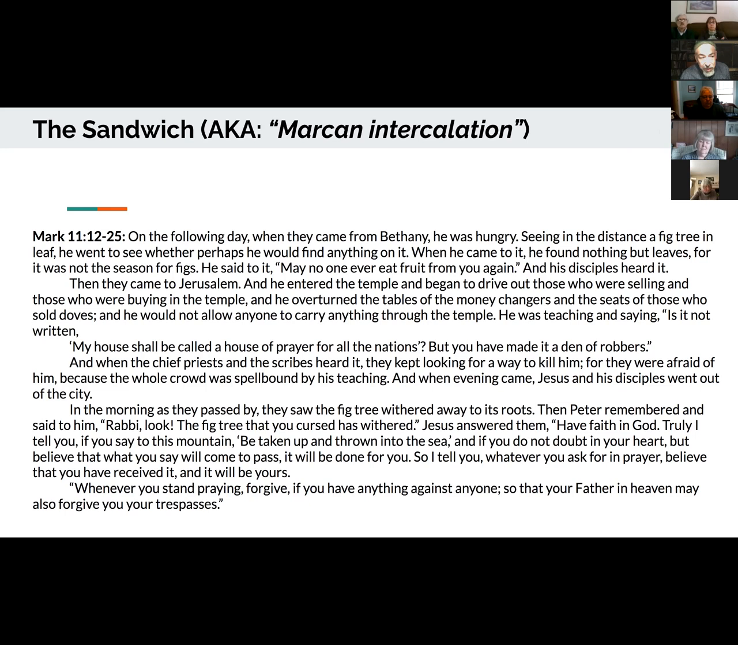He was teaching, saying, "It is written, my house shall be called a house of prayer for all nations, but you have made it a den of robbers." And when the chief priests and scribes heard it, they kept looking for a way to kill him, for they were afraid of him, because the whole crowd was spellbound by his teaching. And when evening came, Jesus and the disciples went out of the city. So this is a familiar story, the story of Jesus turning over the tables in the temple.